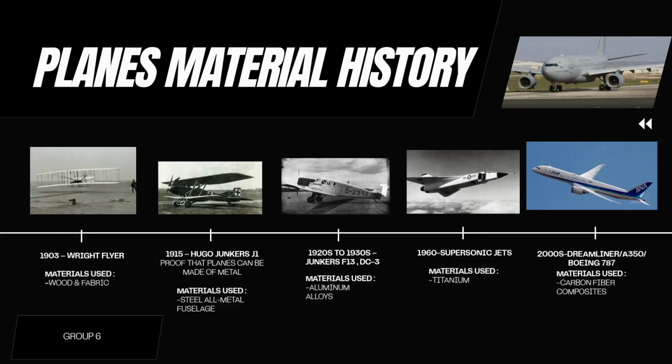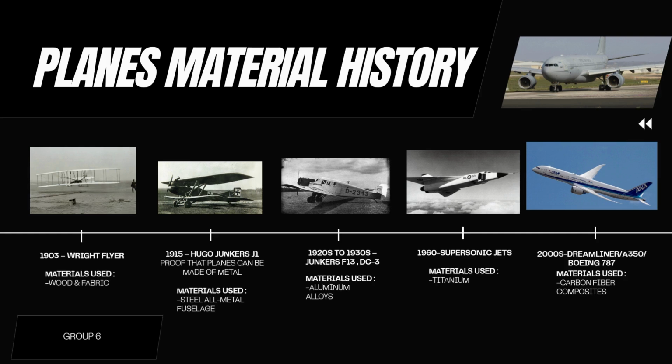Early planes like the Wright Flyer used wood and fabric, which is light but fragile. In 1915, the Junkers J-1 introduced steel, proving all metal planes were possible. By the 1920s, aluminium alloys like duralumin changed everything. It's strong, light and weather resistant, enabling aircraft like the DC-3, which made travelling globally practical.